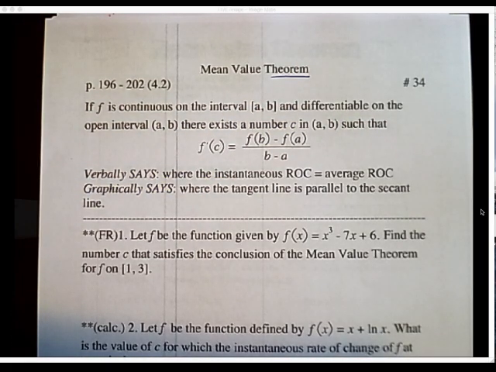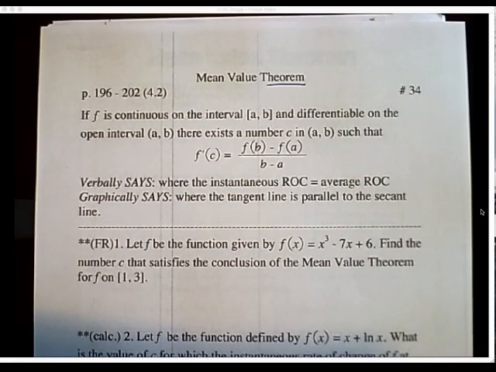But it says if f is continuous on the closed interval a to b, and differentiable on the open interval a to b, there exists a number c in that open interval such that f prime of c equals f of b minus f of a all over b minus a. Verbally, that says where the instantaneous rate of change equals the average rate of change, and graphically it says where the tangent line is parallel to the secant line.